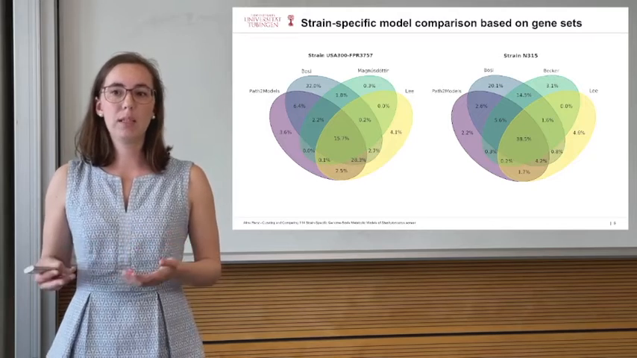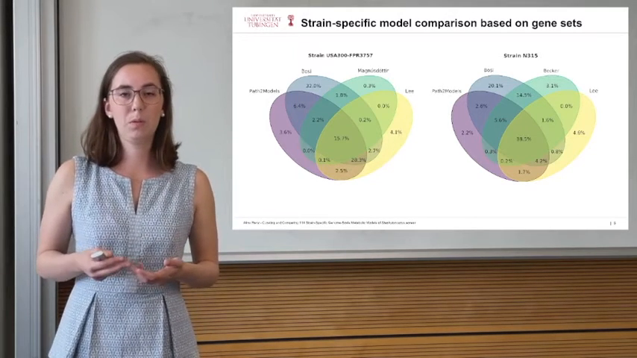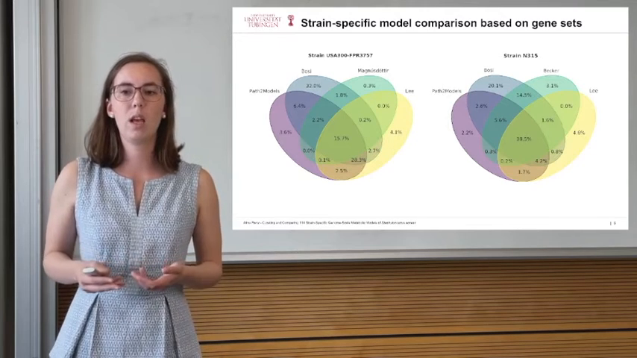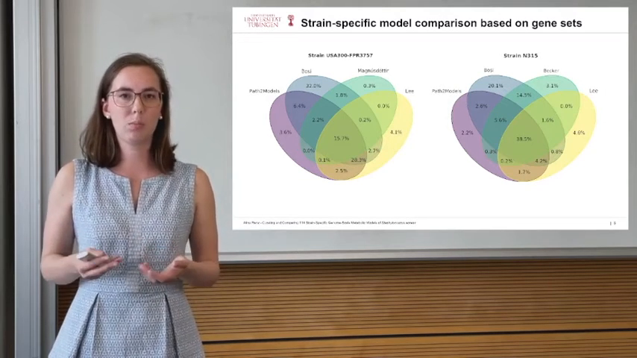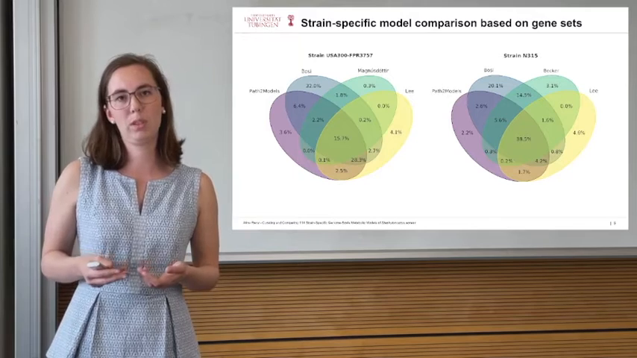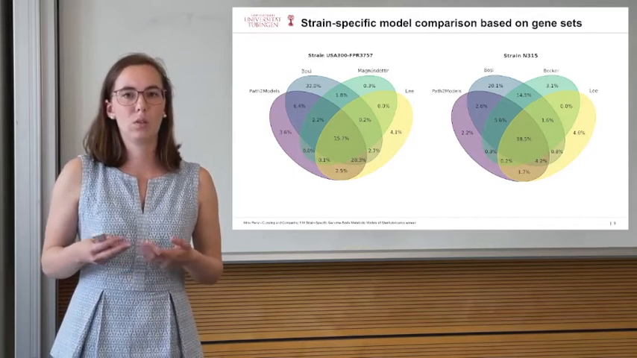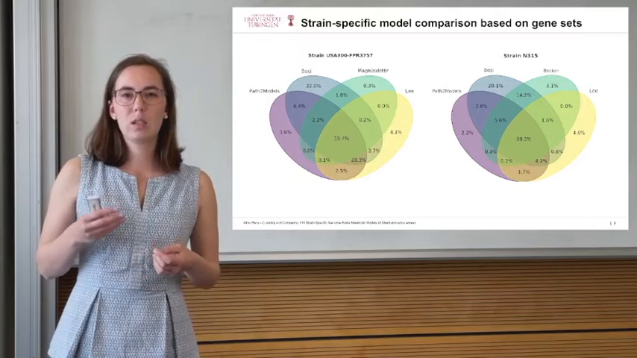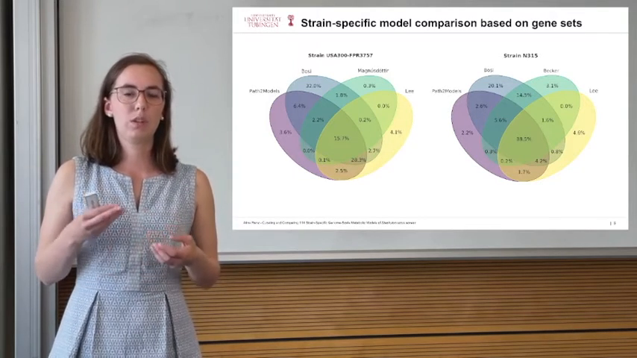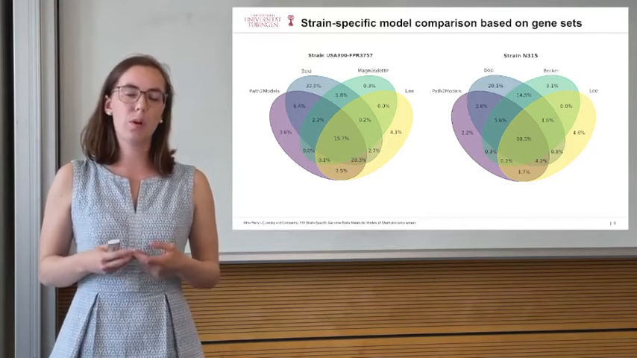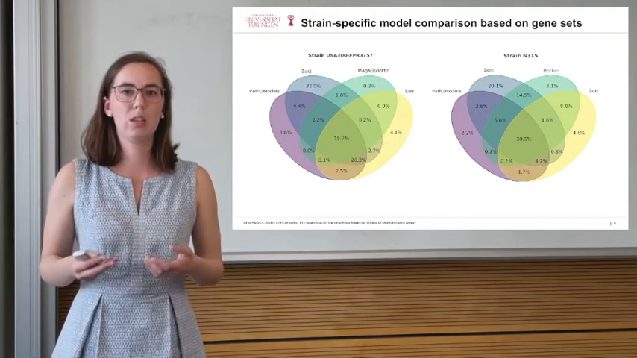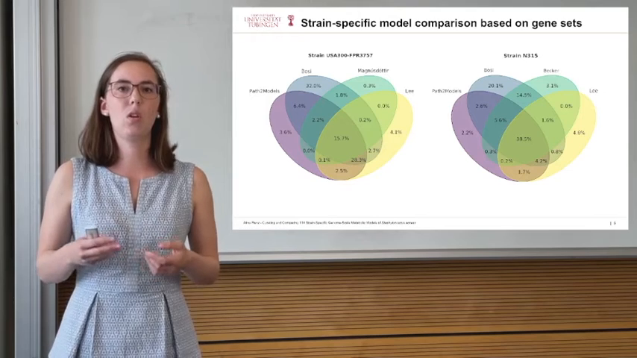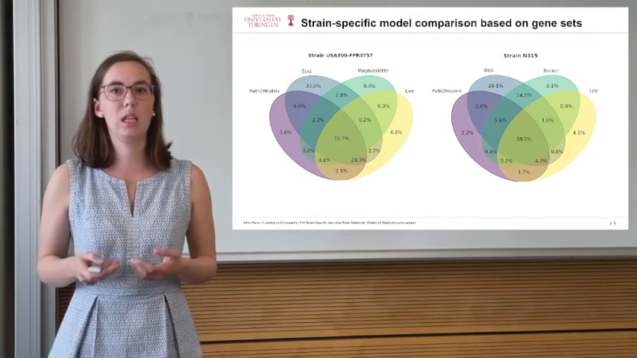This number is a bit higher for the strain N315, which is a methicillin-resistant strain of Staphylococcus aureus, which is sharing approximately 40% of its gene content across all the models. So it does not only account the genes, but also probably the curation and reconstruction method makes a huge impact on the gene and the model content in the end.